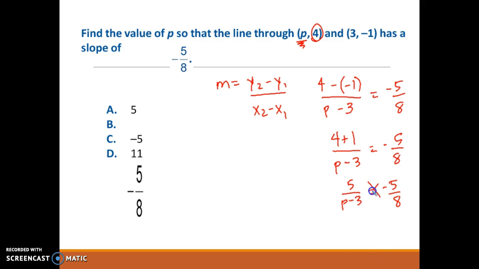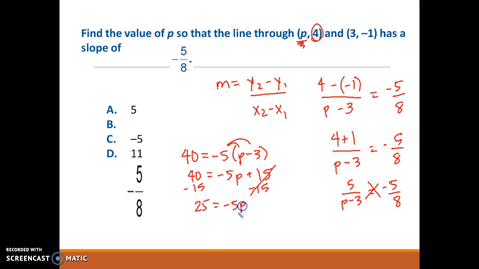Again, I got another proportion, so one option for solving is to cross multiply. And I'm going to come over here, so 5 times 8 is 40. And then I got negative 5 times p minus 3, so I have to distribute that negative 5. Again, don't try to do everything in your head because it's easy. If you're trying to do it in your head, you might forget to multiply the negative 5 and negative 3. And now I have an equation to solve, so I'm going to subtract 15. So we get, not negative, a positive 25 equals negative 5p divided by negative 5. So p equals negative 5, which is supposed to be option B.